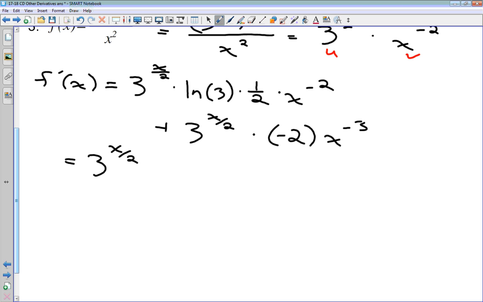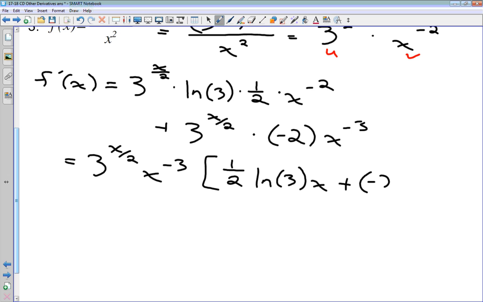What else can we factor out? Well, we've got a power of x that is common to both terms, so we can factor out the lowest power of x, x to the negative 3. That's going to leave us with 1/2 ln 3 x from that first term. And then from our second term, we've taken care of the 3 to the x over 2. We factored out the x to the negative 3. So we're just left with the negative 2. Okay. And there's our derivative.